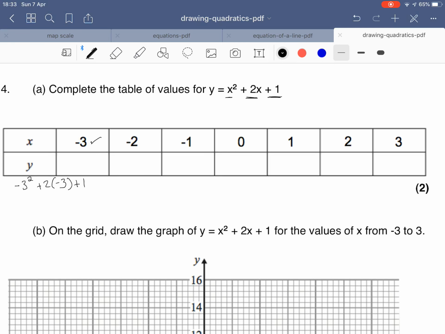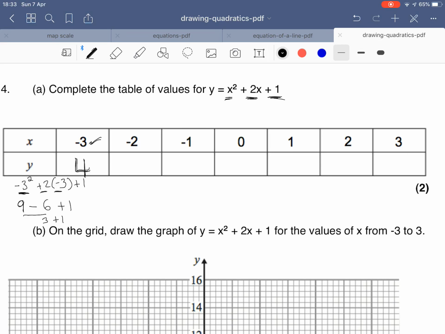So, I'm replacing minus 3 where I've got my x's here. Minus 3 squared, that means minus 3 times minus 3, which is 9, because a minus times a minus gives me a positive. Then I'm going to do 2 times minus 3, which is minus 6. Okay, because a plus and a minus make a minus. And then I'm going to add 1. So I've got 9, take away 6, which is 3, add 1, which is 4. So the first one is 4.